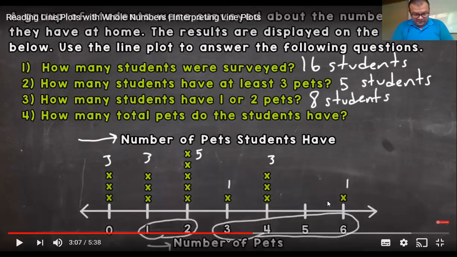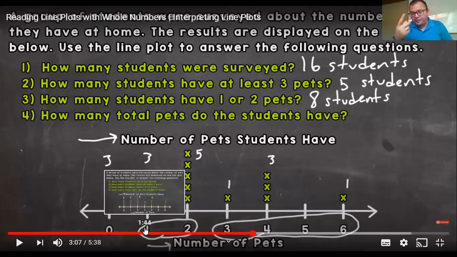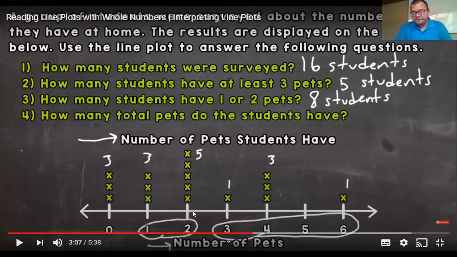Why 8 students? Easy. Remember, the X is the quantity of students I have. So only 3 students have 1 pet, maybe a puppy, maybe a kitty. 5 students have 2 pets, maybe 1 puppy, maybe 1 kitty, maybe 2 puppies, maybe 2 kitties. Maybe other kinds of pets they have in their houses, right?